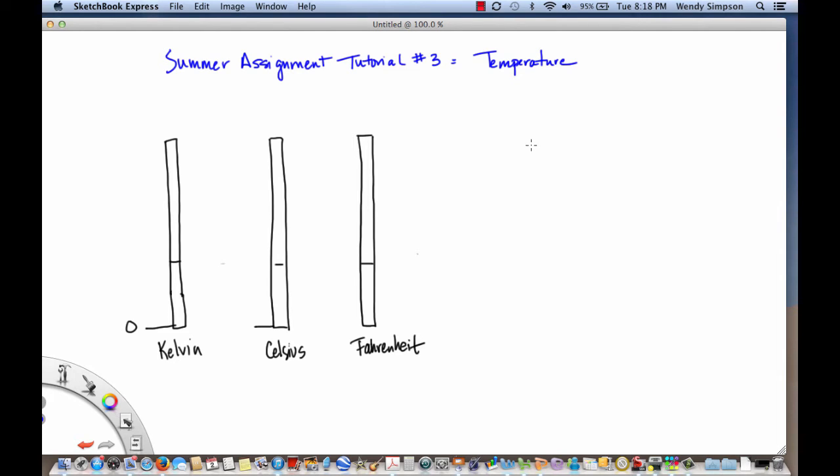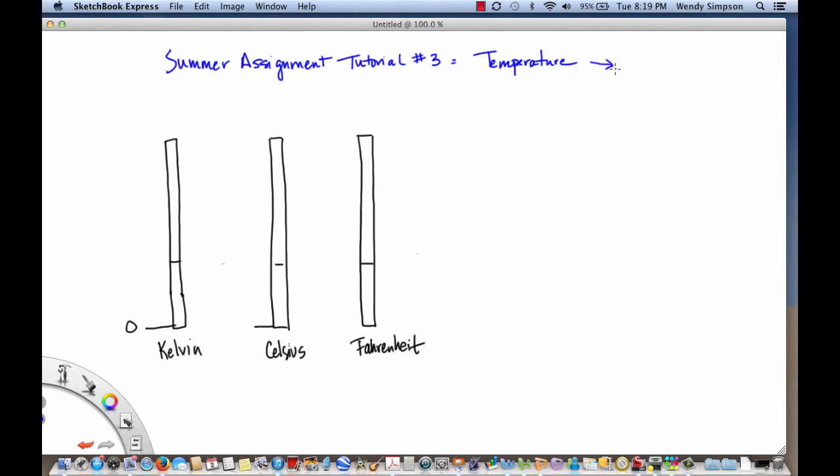Welcome to summer assignment tutorial number 3 on temperature. And first off, I want to give a brief definition of really what temperature is. If I asked you what a definition of temperature was in class or right now, could you really describe what it is? A lot of people say how hot or cold something is, and it really is not an accurate description of what temperature is.